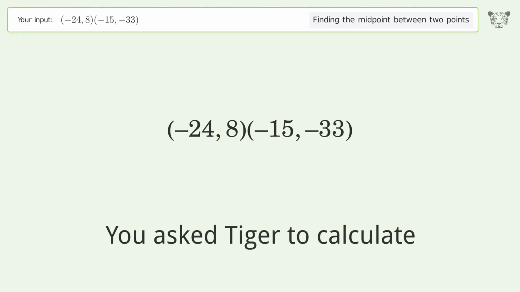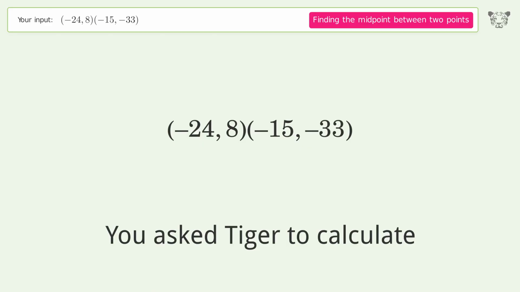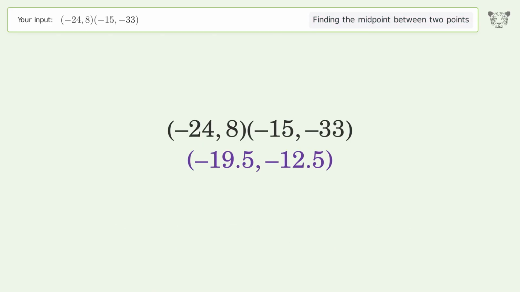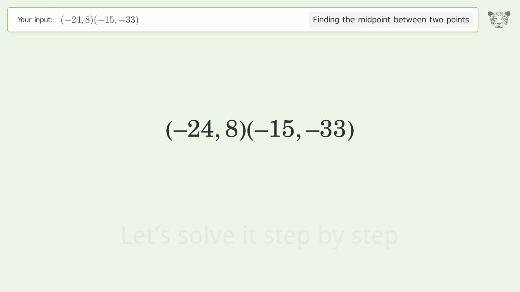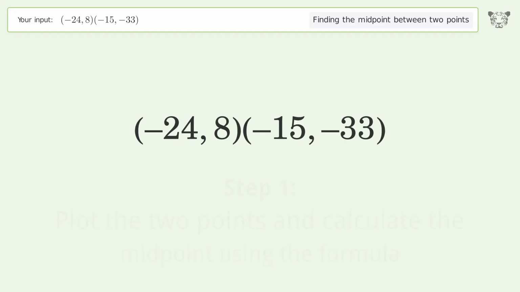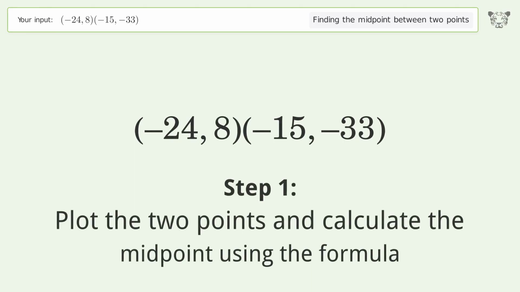You ask Tiger to calculate. This deals with finding the midpoint between 2 points. The midpoint between the 2 points is negative 19.5, negative 12.5. Let's solve it step by step. Plot the 2 points and calculate the midpoint using the formula.